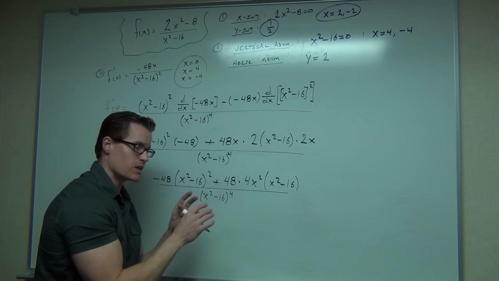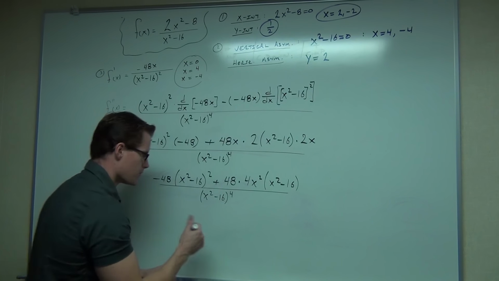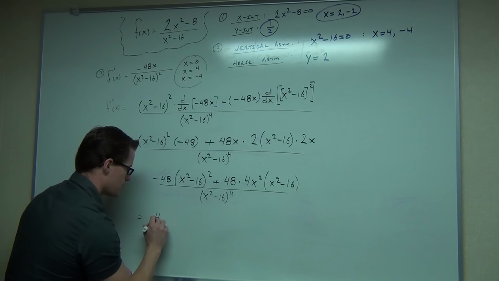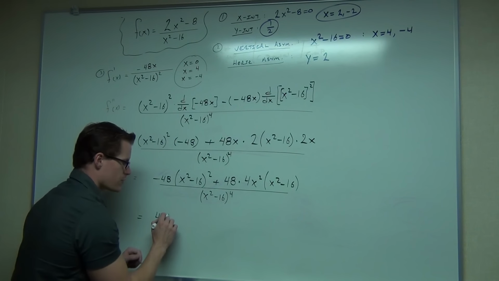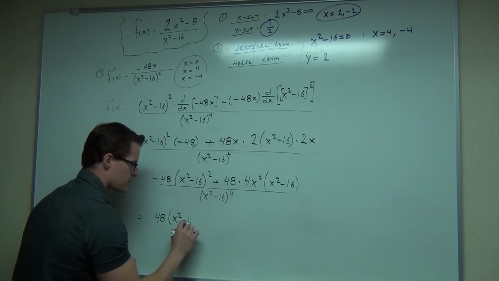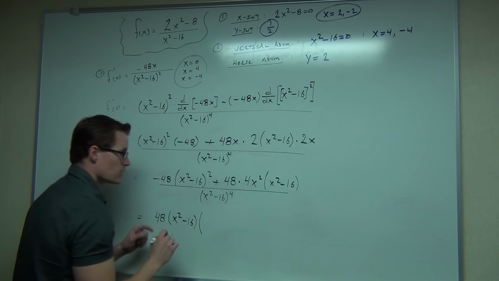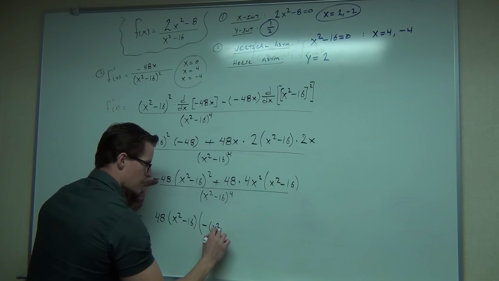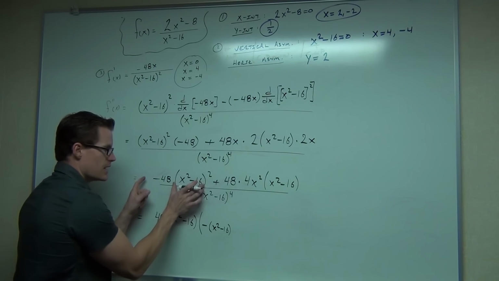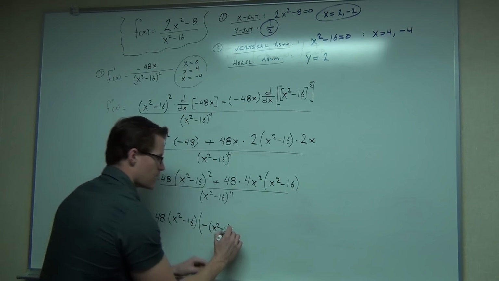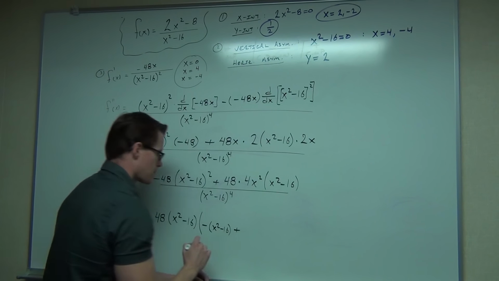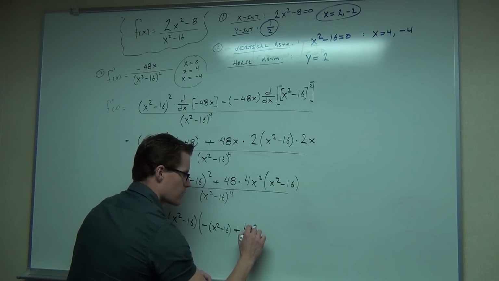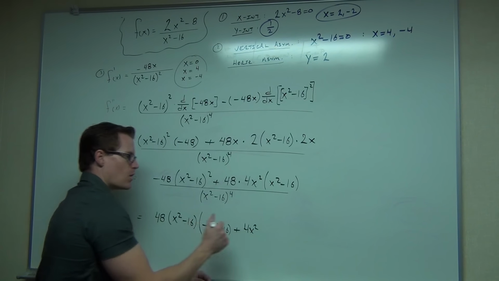So what that's going to leave us with, be careful on your signs. Check this out. Factor out your 48. Factor out one of your x squared minus 16s. What you're left with is negative, x squared minus 16, negative, and one of those is remaining. Plus, the 48 is gone. We have 4x squared. The x squared minus 16 is gone.